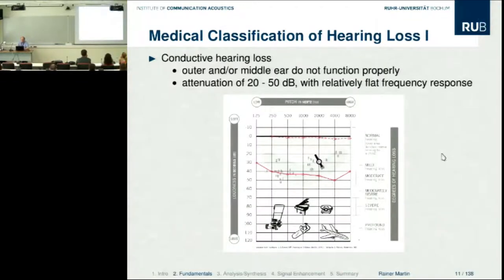And here I've indicated this in this diagram. Here is the air conduction, which shows a loss that is relatively flat in frequency. And typically, the audiologist will also measure the bone conduction, so the sound is inserted via the skull. For conductive loss, you typically don't have a loss in bone conduction because your inner ear, your cochlea, is still functional. So you don't see this hearing loss in bone conduction, but only in the air conduction. And that is a clear indication that you have a problem in the middle ear or in the outer ear.